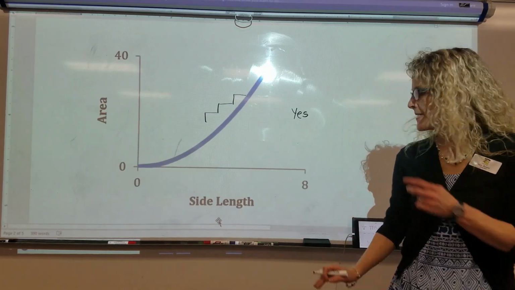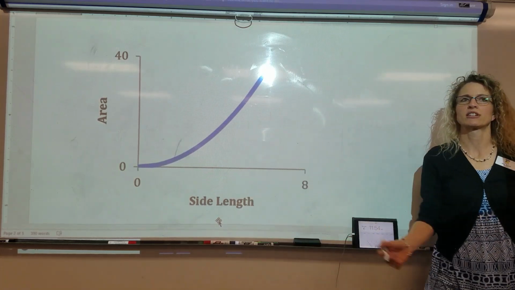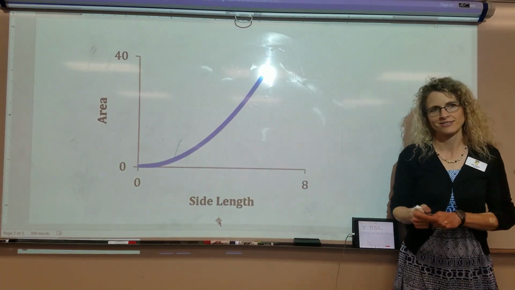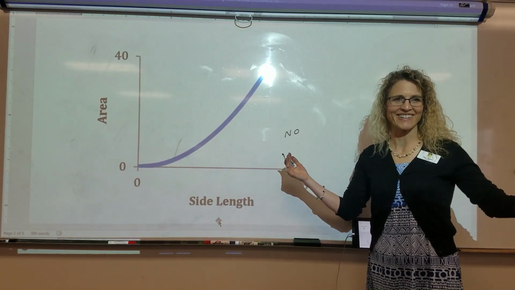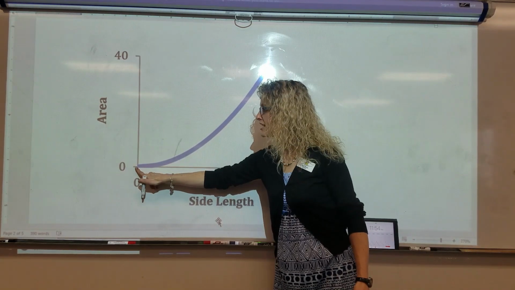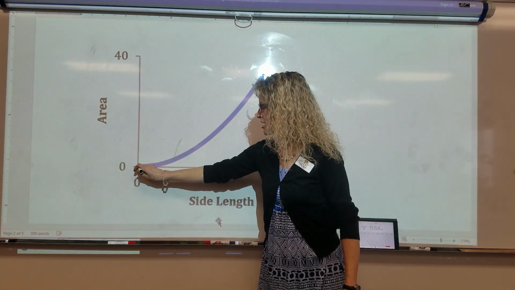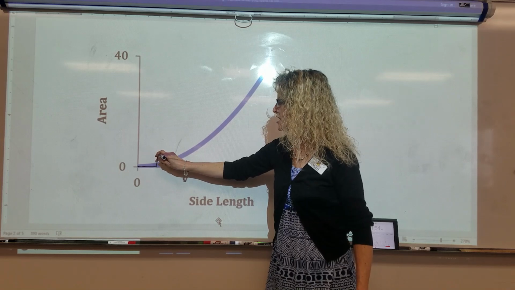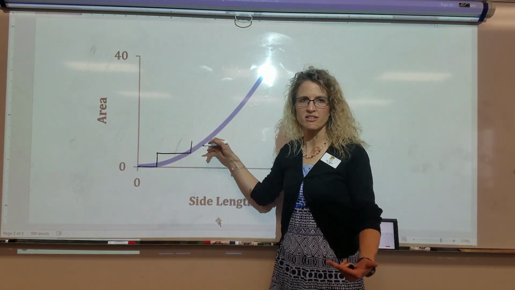What about this one? Is this proportional? Emma? No, what do you think? She says no. Why? Because it's not a straight line. It's that easy. It goes through the origin, I've got 2 variables, but I'm not going to step up. If I step here and here, then I have to step way over here. It's not going to be a constant rate.